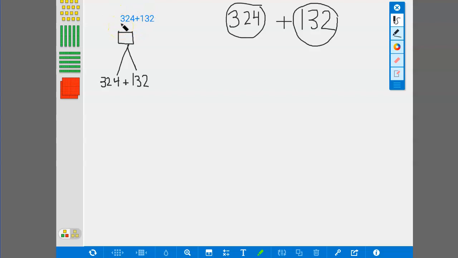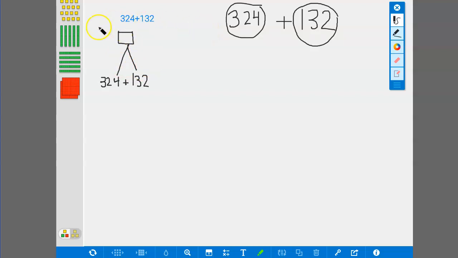Now let's look at our hundreds. We have 300 plus 100. 300 plus 100 makes 400. And again, 400 does not make a group of 1,000. It doesn't have that many. So after looking at the digits and their values, we can see that we're not going to be doing any regrouping today. That's why it's really important to look at your numbers before you start attacking it.